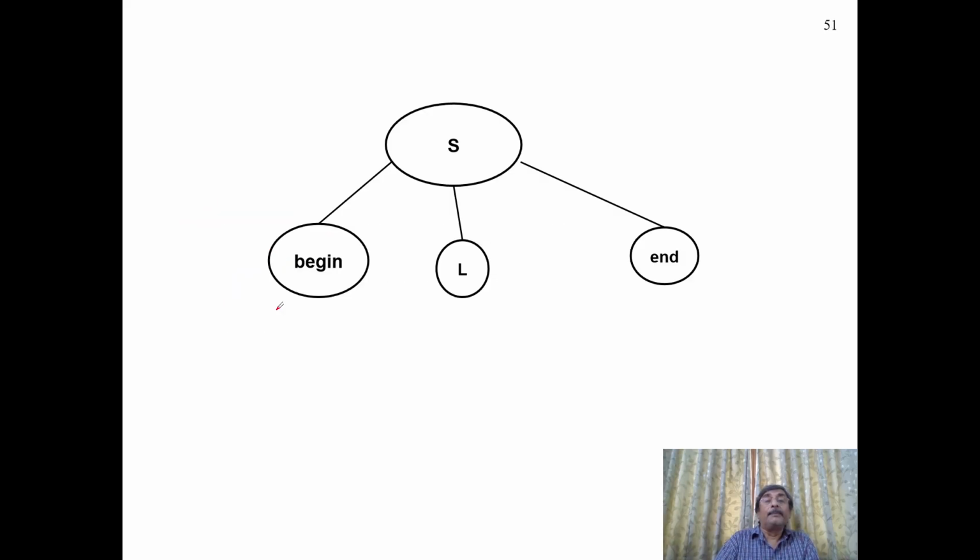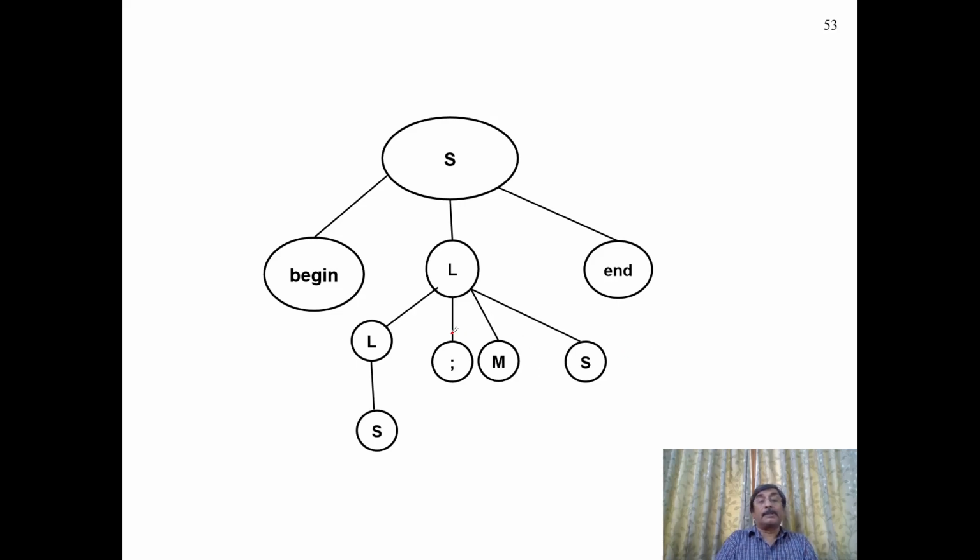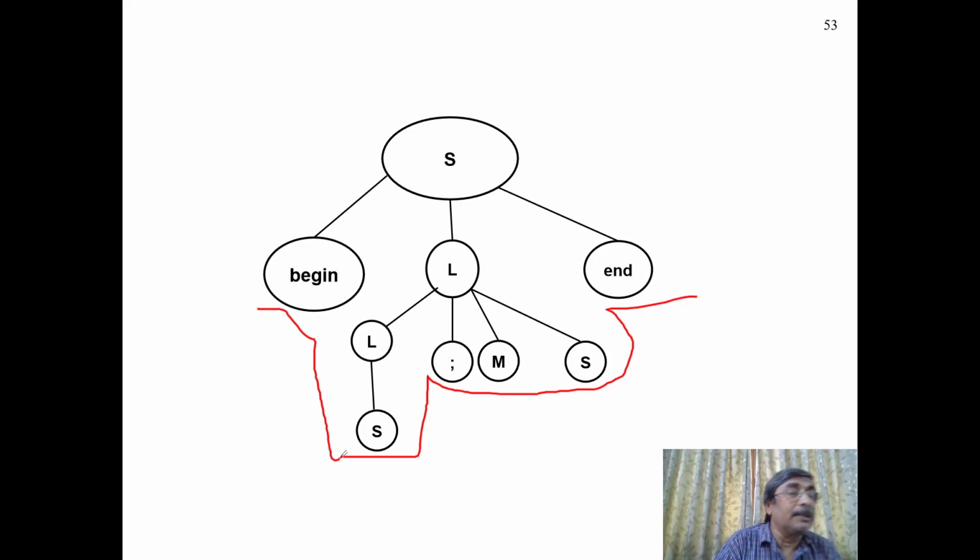How? Let's see. So our parse journey begins like S produces begin L end. Very nice. Then comes my journey for L. L produces L semicolon M S. Very nice. Then L produces S. Now you see S semicolon S end, and it started with begin. So what is the thing that I have now? Begin S semicolon S end.